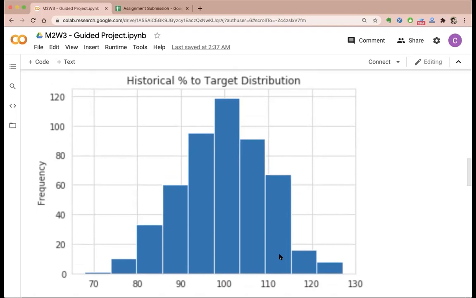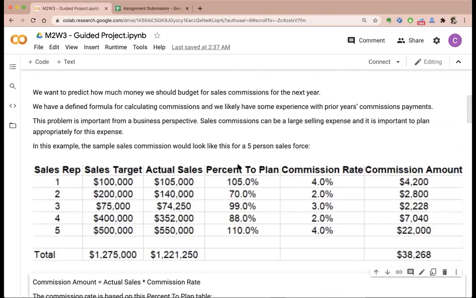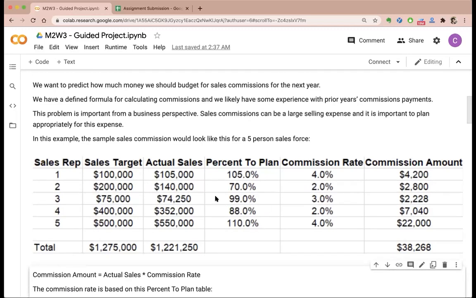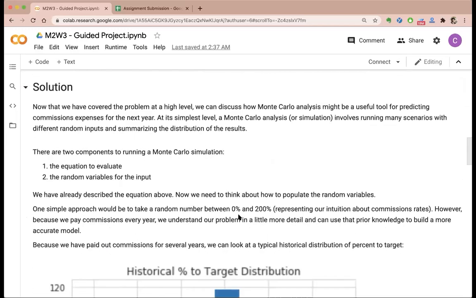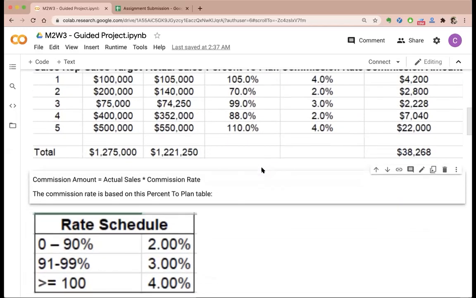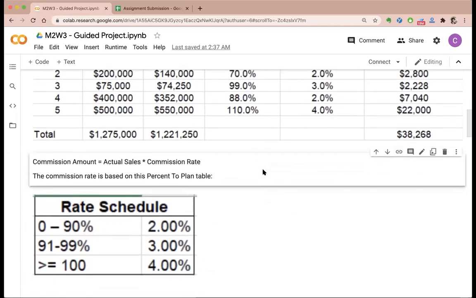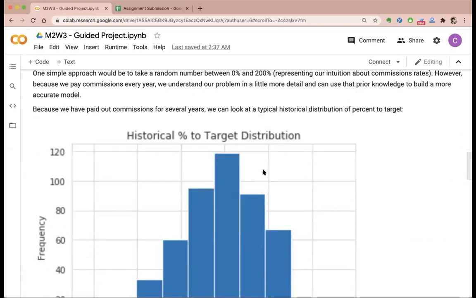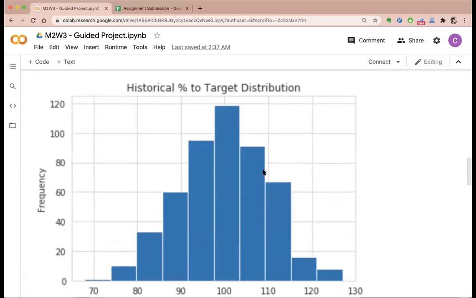Now coming back to the problem statement. How will you generate percentage to plan values from this information? You know how this population varies. What is the property of this variable? You know this fact. Now you want to generate 500 random values. So what will you do? What is the idea?